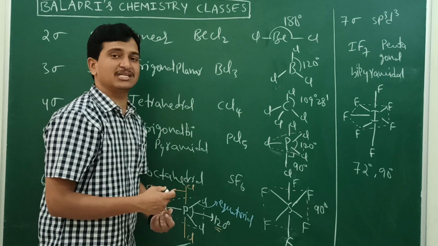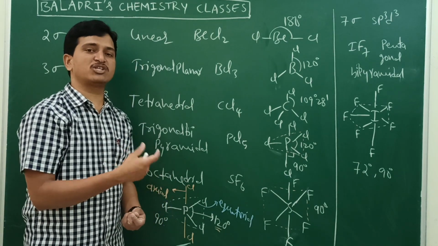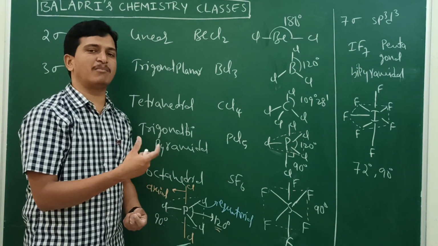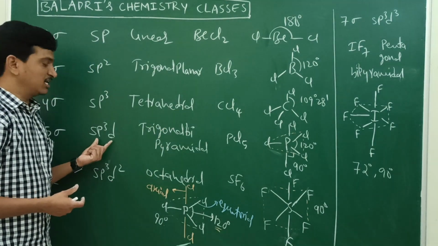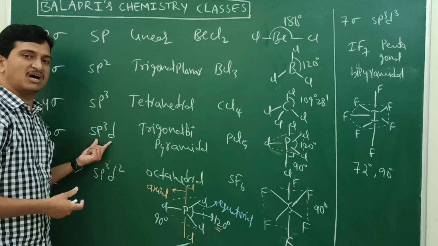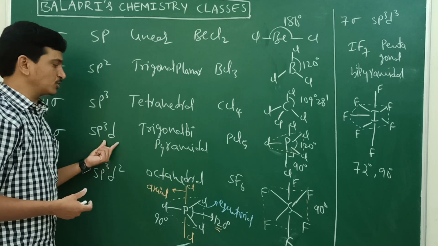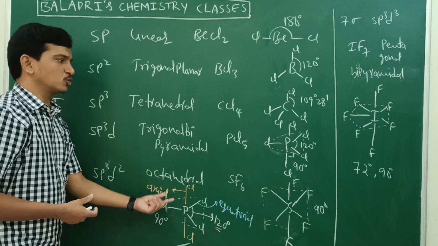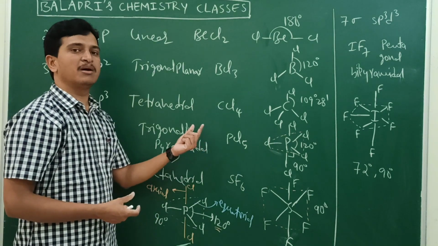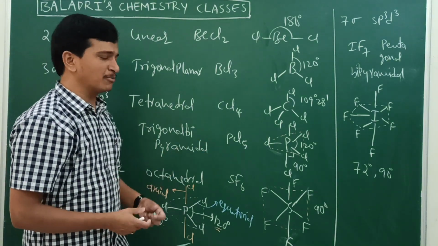They may ask a question like this: among the following, in which molecule are different bond lengths and different bond angles there? Then you can go for sp3d hybridization. If in any molecule the central atom has 5 sigma bonds, it undergoes sp3d hybridization and it will be trigonal bipyramidal in shape. So there are different bond lengths and different bond angles. Okay, now next come to the example.